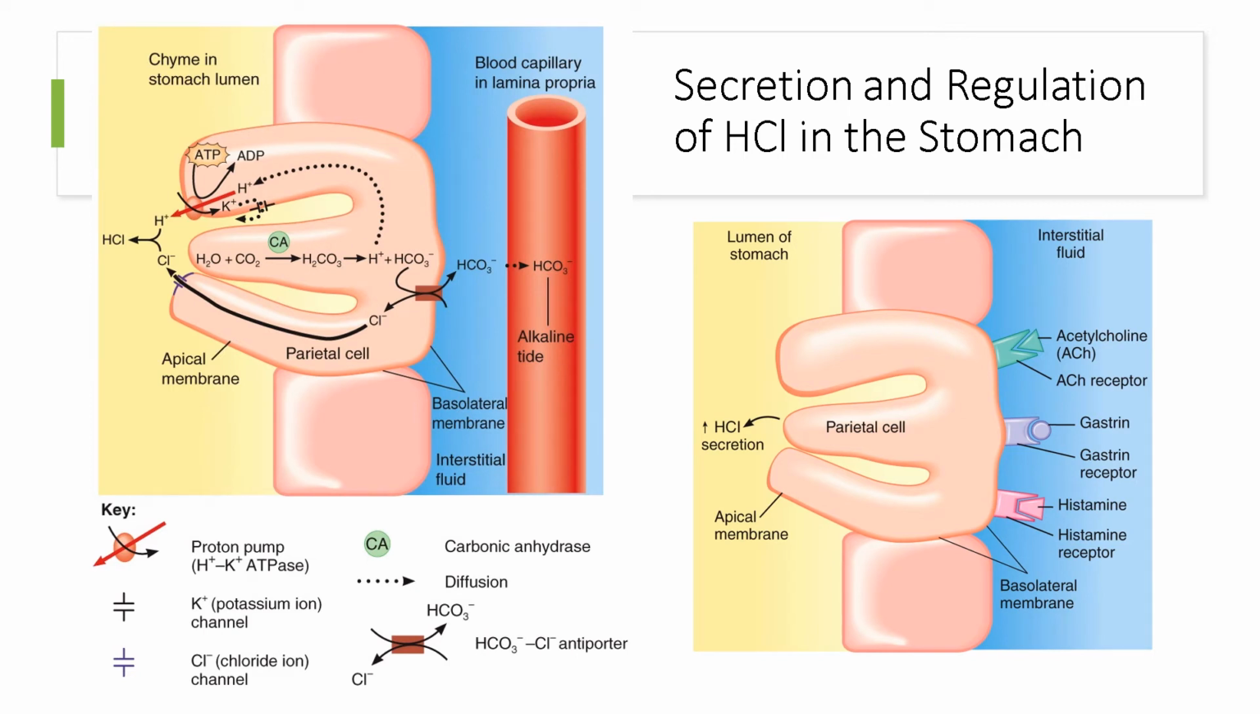So here we have a parietal cell. Parietal cells, like I said, secrete hydrochloric acid. It's one of the secretions that they produce. Parietal cells actually secrete hydrogen ions and chloride ions separately into the stomach lumen, but the net effect of that secretion is hydrochloric acid.